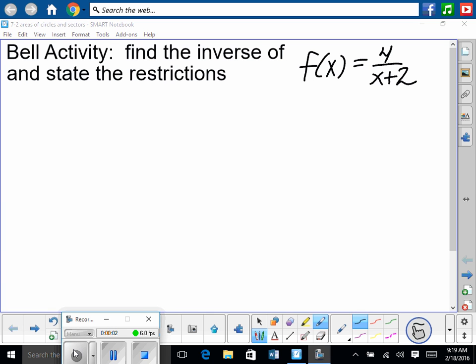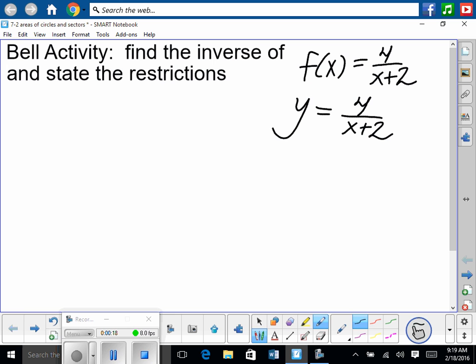of last year's exam. So it says, find the inverse and state the restriction. So first of all, how do we even find the inverse? What are the steps? Good, switch x and y. So we know f of x is the same thing as y. So we really have y is equal to 4 over x plus 2.